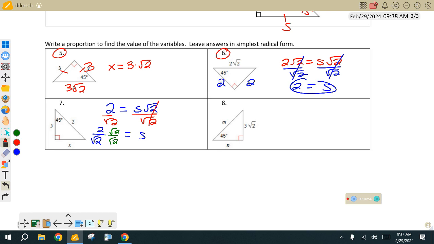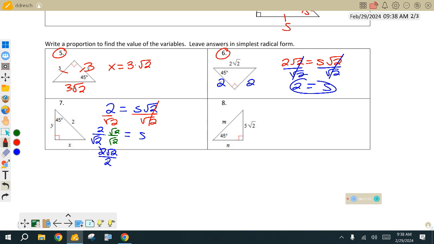Okay, let's do that. Numerator, 2 times root 2. 2 root 2. Denominator, root 2 times root 2 is? Right. It's a square root of 4. Square root of 4 is perfect, which is just 2. That answer is good, but it's not great because what can we do?